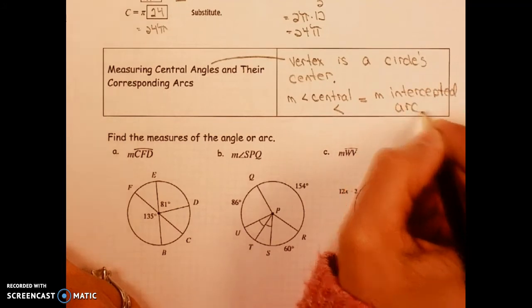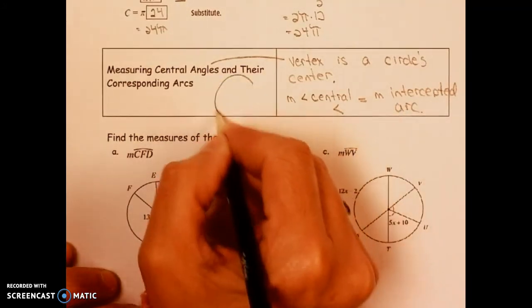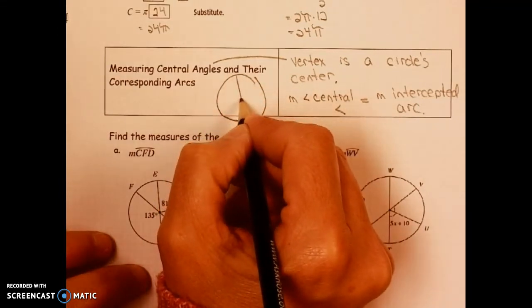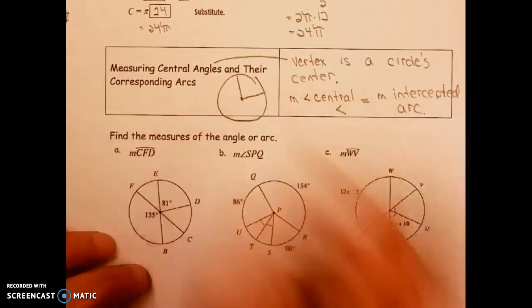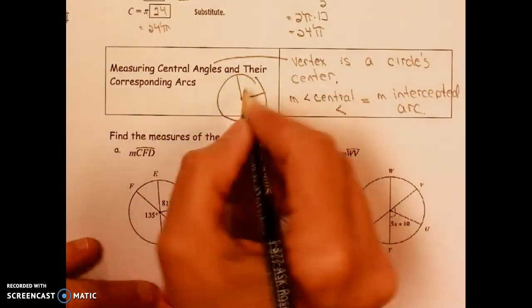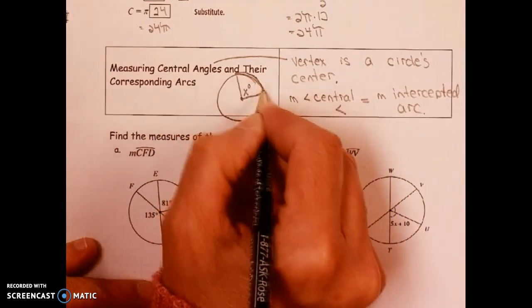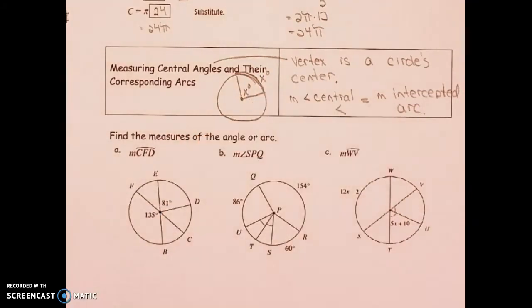And I'm going to give you a picture of that. So let's see if I can draw a circle in here. And again, I pick any angle. Notice its center, or its vertex, is on the center. If this angle is equal to x degrees, its corresponding arc is also equal to x degrees as well.